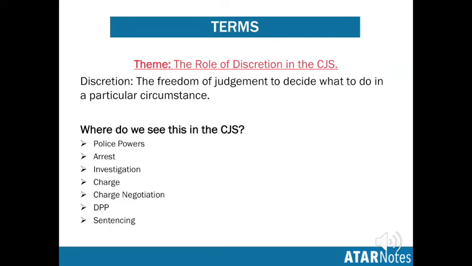So that's a very simple example of police powers there, but also in arrest, is it best that we arrest this person, yes or no? In the investigation, who are we going to be interviewing? Who are we going to be cross-examining and so forth. In charge and charge negotiation, there is a little bit of discretion in here as well, having the opportunity to decide, are you going to plead guilty to manslaughter or not guilty to murder and so forth. So again, you have discretion there. The Director of Public Prosecutions also has discretion in what matters they're going to be taking forth, particularly on appeal.